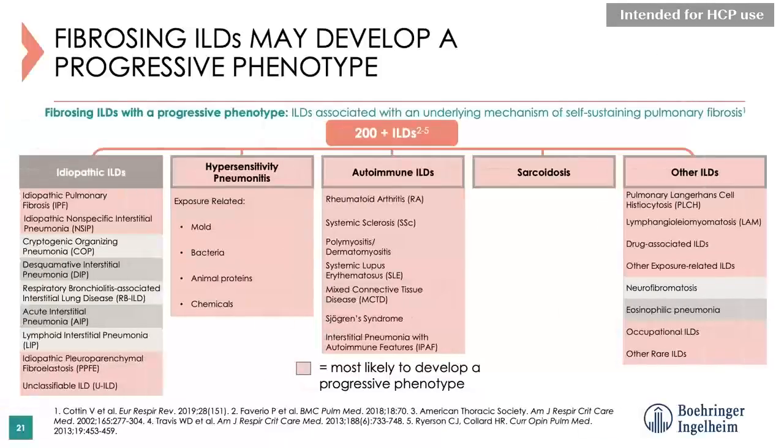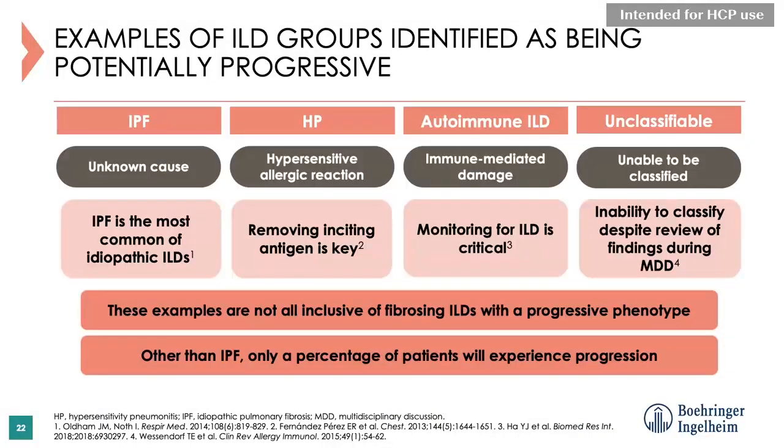So now we're going to talk about a handful of different ILDs that can result in a progressive phenotype. These patients have variable degrees of progression, and when the progression occurs, they have reduced survival. And so we're going to talk primarily about idiopathic pulmonary fibrosis, hypersensitivity pneumonitis, autoimmune ILD, and we'll touch on a few others. So IPF is the quintessential progressive fibrosing ILD. The cause of it is unknown. It's probably the most common of the ILDs in general, and certainly the most common of the idiopathic ILDs.